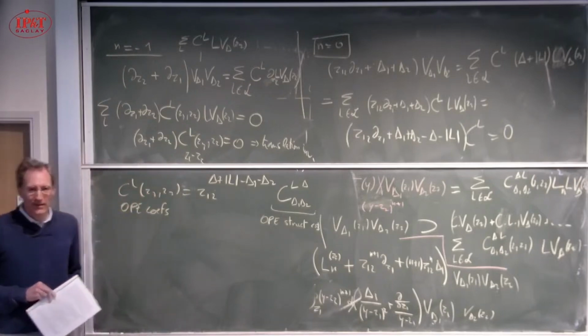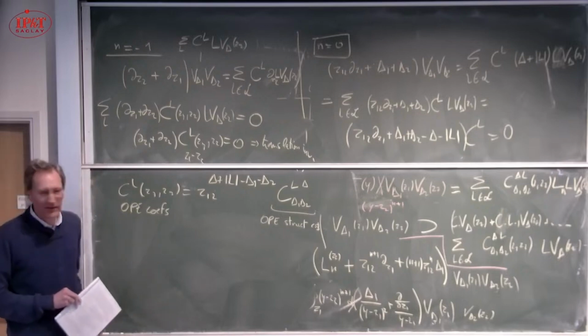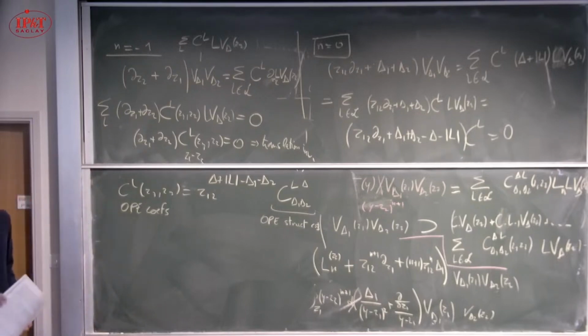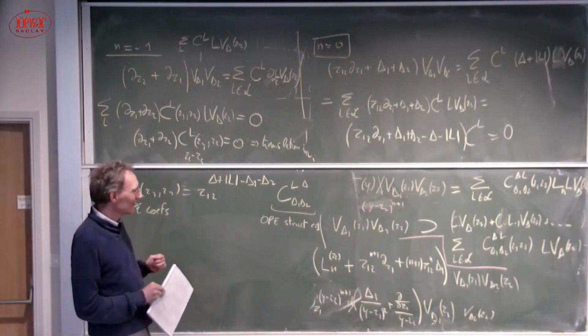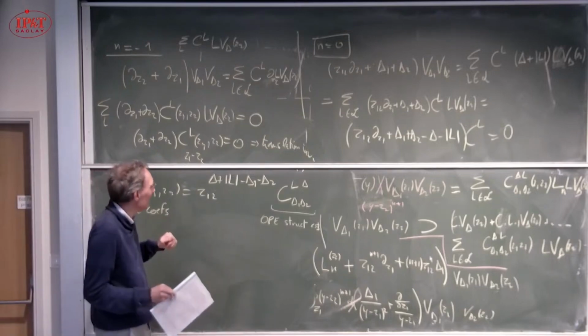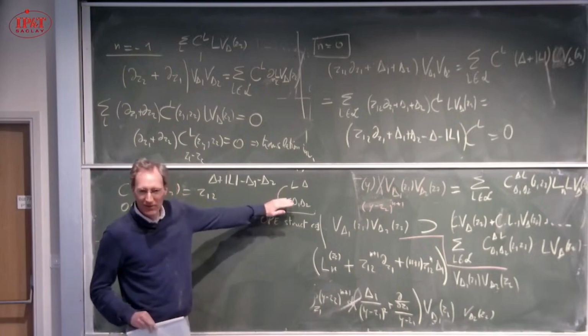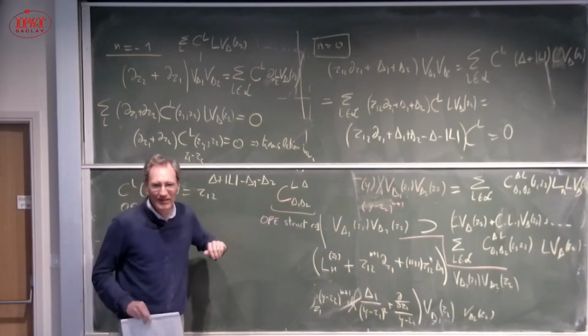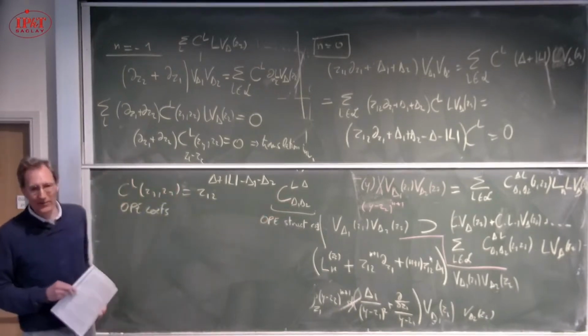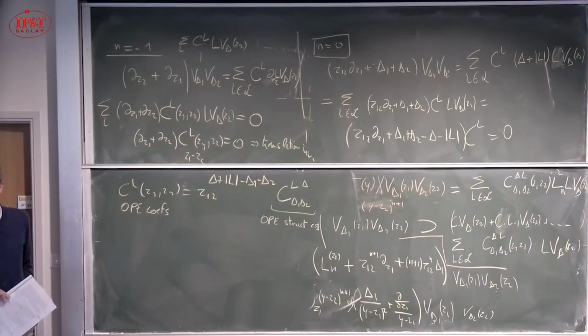Okay, so I fear that we're running out of time. I'm not sure if I should derive the next big result, which is that if you know the structure constant for the primary, you can deduce the structure constants for the descendants. Maybe we can save that for next time, and stop here.